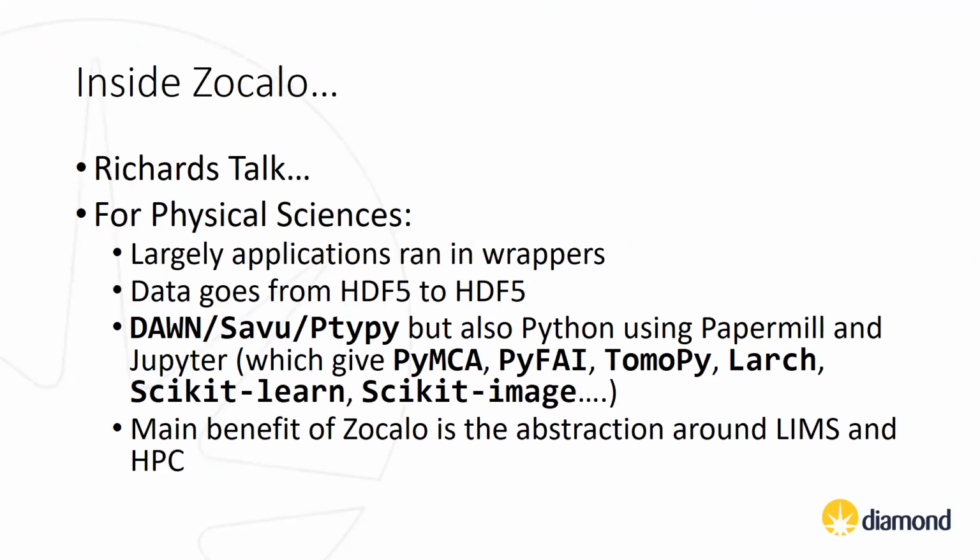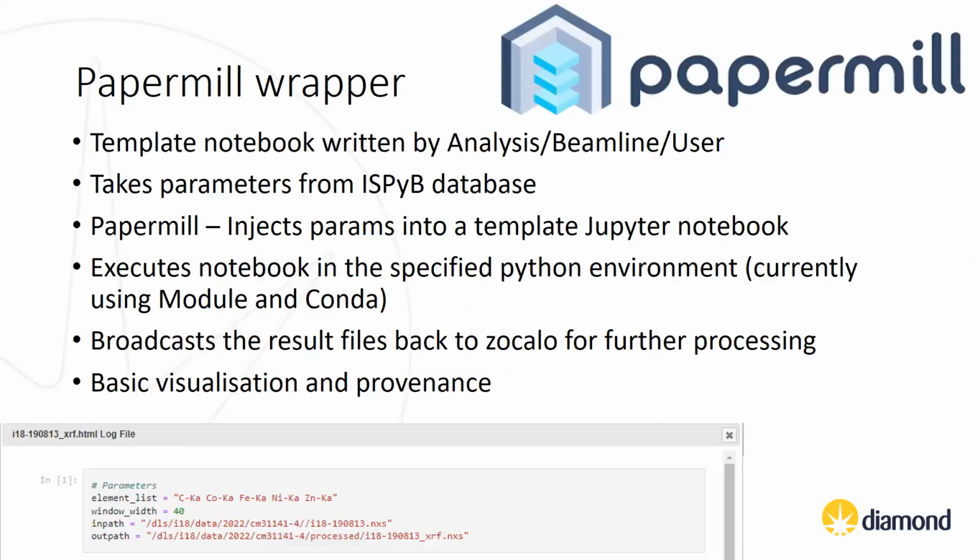Inside Zocalo, Richard has talked a lot about that, so I won't dwell, but we largely run the application in wrappers. The data goes from HDF5 to HDF5, and we can run all sorts of things in these wrappers. The best tools that we run are Papermill and Jupyter because they give us access to a massive Python ecosystem of code that people have already written that we can just reuse.